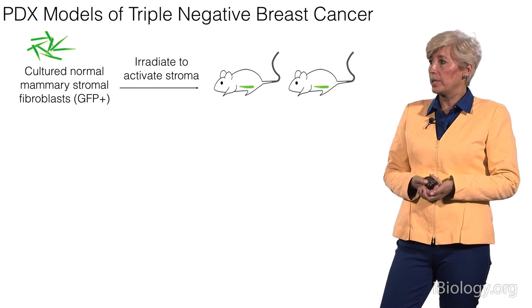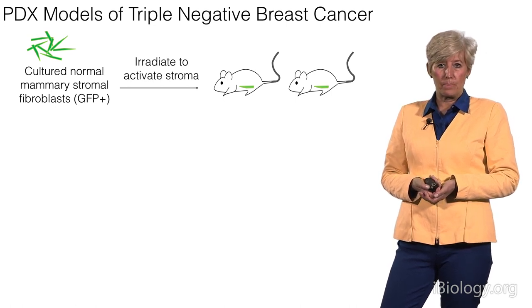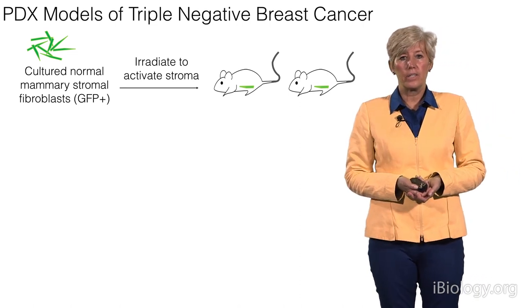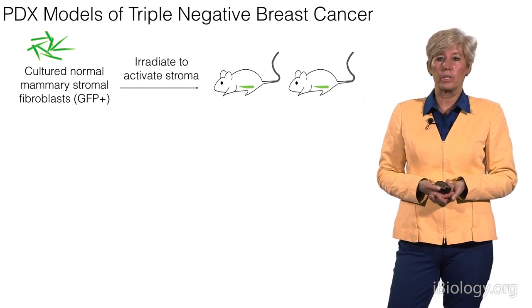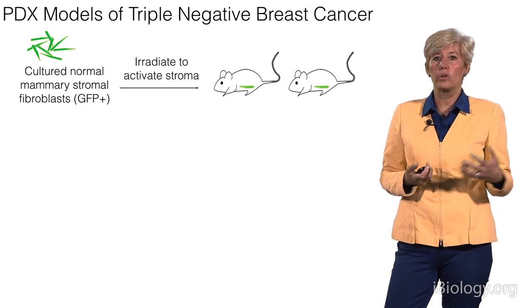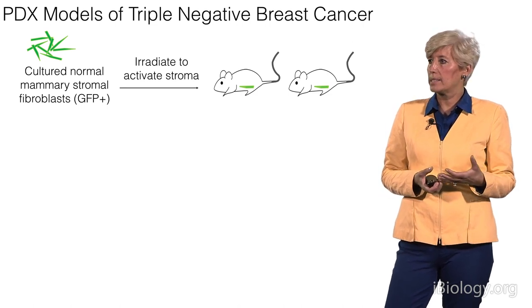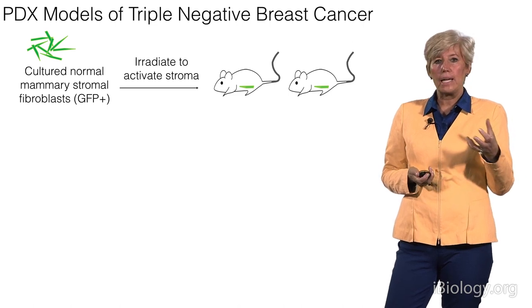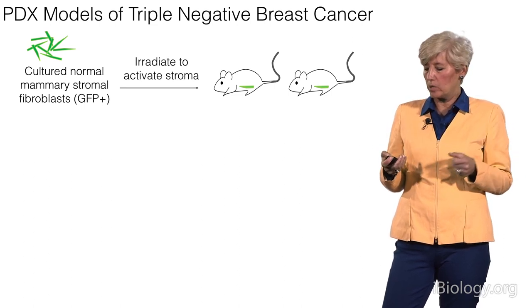What we first do is we humanize the mouse mammary gland. So how do we do that? Well, we obtained cells, and this was from a patient undergoing a reduction mammoplasty. So we take her normal mammary fibroblasts and we immortalize those cells. And we then irradiate them to activate them to secrete certain things.